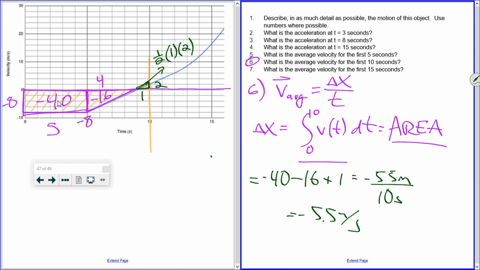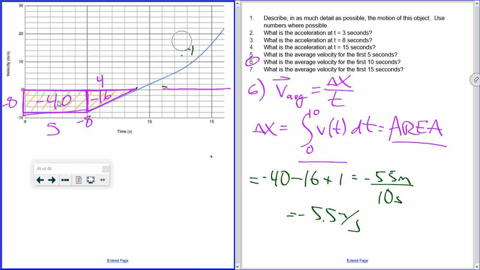Okay? And then to do number 7, it says what's the average velocity for the first 15 seconds? Well, you just got to keep going, right? So you have to then find, it looks like to here, we can find this area, right?